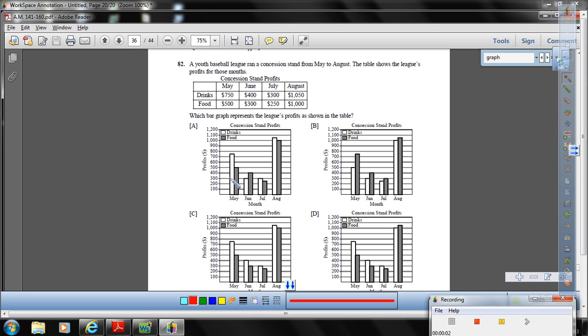Here, our white line represents our drinks, and we can see that they sold about $750 in drinks. In food, in the month of May, they sold about $500 worth. So we see that we have the correct amounts for May.